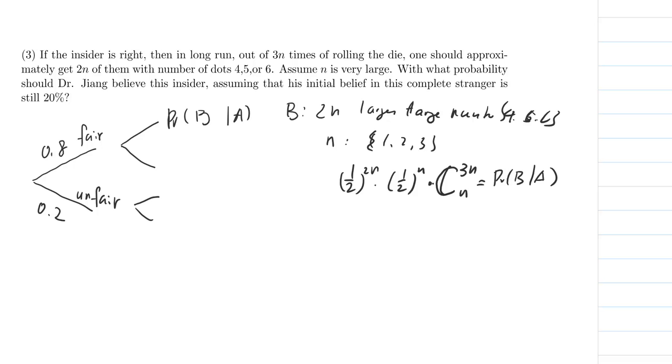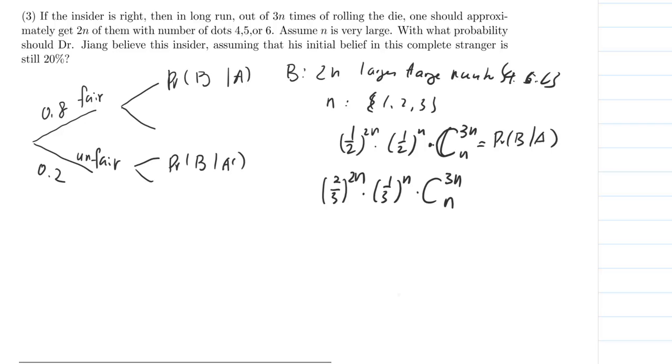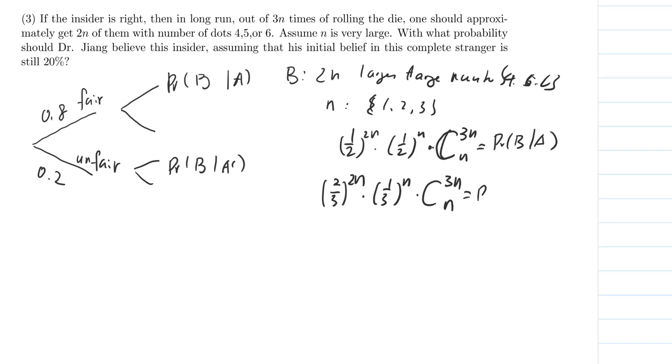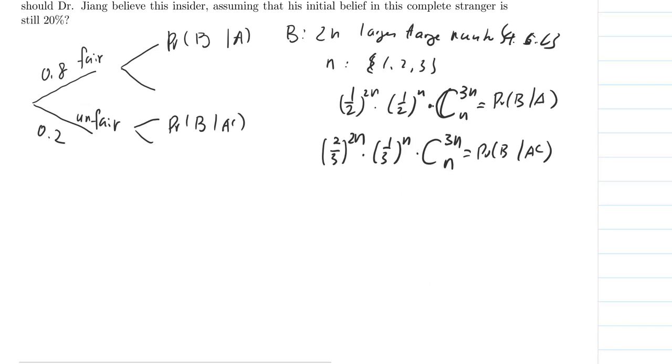Okay, and if it's unfair, it's similar. If it's unfair, we still can have this kind of event, and the probability becomes 2/3 for bigger numbers 2n times and 1/3 for smaller numbers. And we have the same number of different ways to get 2n bigger numbers and 1n small numbers. So that's what we have over here, and that's the probability given unfair. Okay, so now what do we want to do?